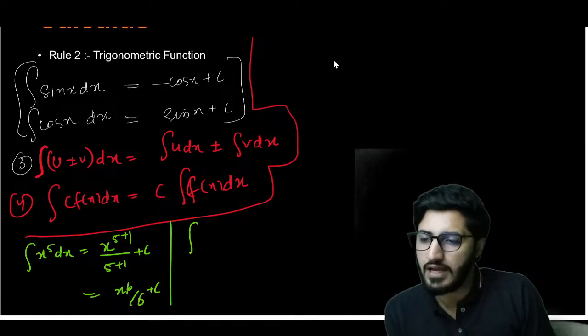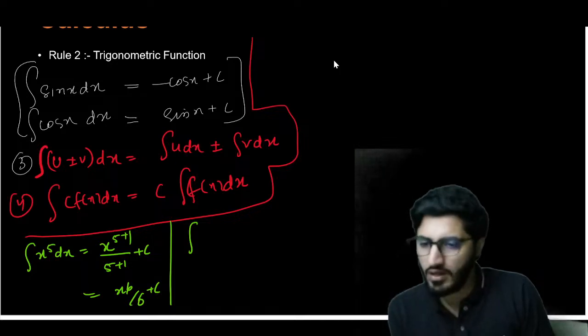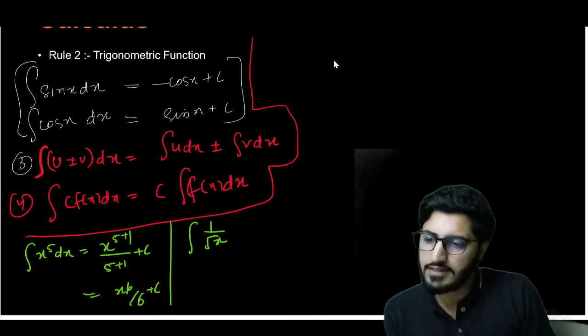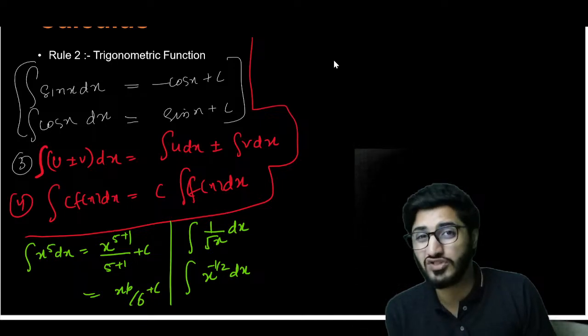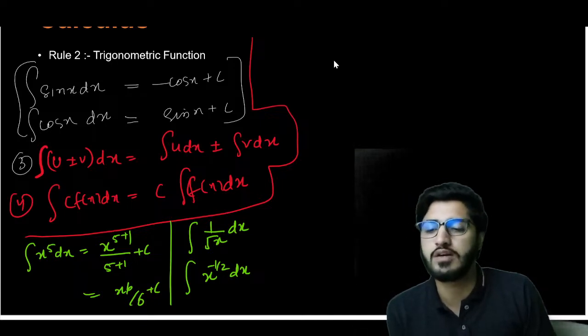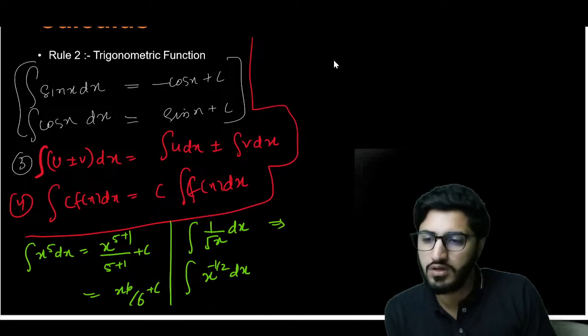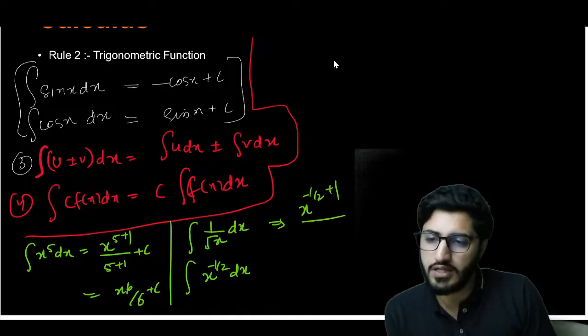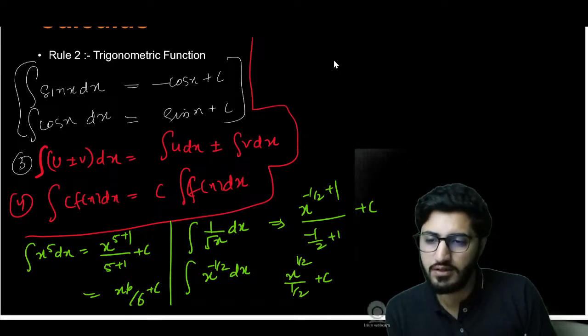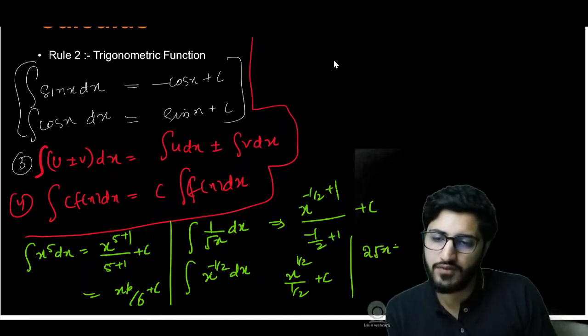One more: if we have the integration of 1 divided by the square root of x with respect to dx, I can change this into x to the power minus 1 by 2 dx. So n is minus 1 by 2, which is not minus 1, so I can use x to the power n plus 1 divided by n plus 1, plus c. So it is x to the power minus 1 by 2 plus 1 divided by minus 1 by 2 plus 1, plus c. Minus a half plus 1 is a half, so it is x to the power 1 by 2 divided by 1 by 2, plus c. So the answer is 2 under root of x plus c.